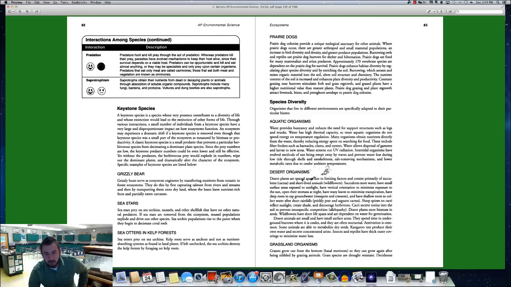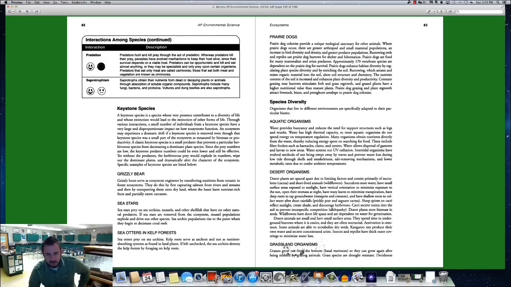Same thing as desert organisms. They've adapted. They're spaced out due to limiting factors. Cactus, short-lived annual wildflowers, because there are just certain times that they can grow. They have sharp, prickly spines that protect all their nutrients inside. They have very, very thick cuticles, which are basically a waxy coating to prevent water loss in those hot, dry climates. Kangaroo rats produce their own water and secrete concentrated urine because of the lack of water, so they reduce water release from their bodies. And insects and reptiles have thick outer coverings to minimize water loss, just as the cacti do with their cuticle. So those are a couple of organisms that have adapted there.